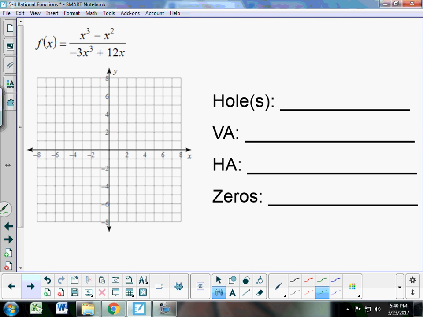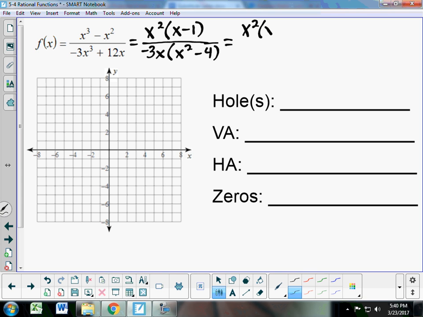Okay, same thing. First step is to factor top and factor bottom. So on the top, I can factor out x squared. Then I'm left with x minus 1. On the bottom, I can factor out a negative 3x. And then I'm left with what? x squared minus 4. And so we can keep factoring a little further on the bottom. Negative 3x, x plus 2, x minus 2.